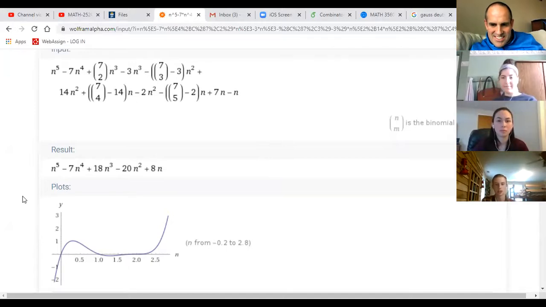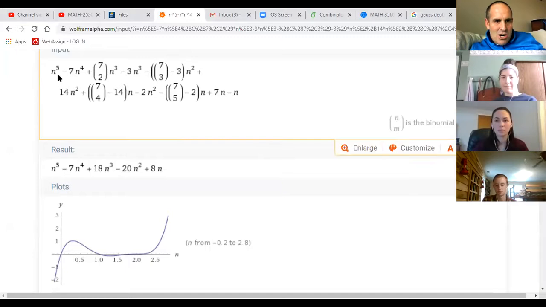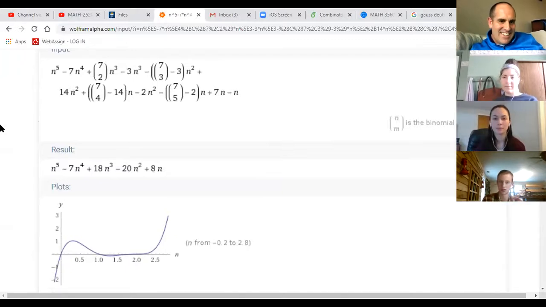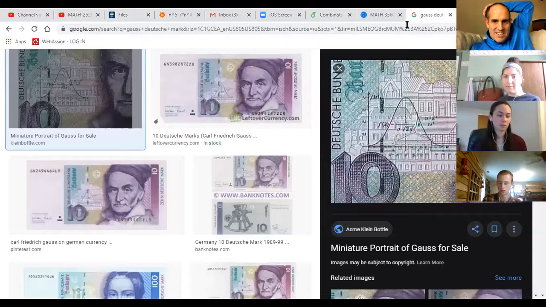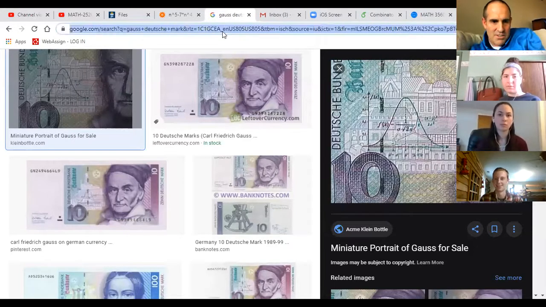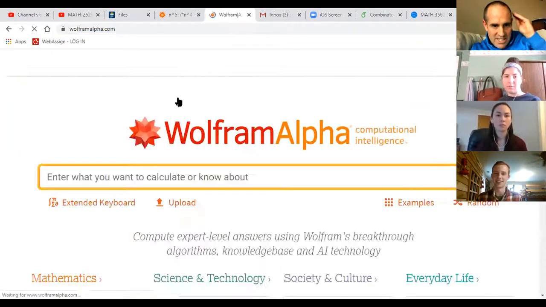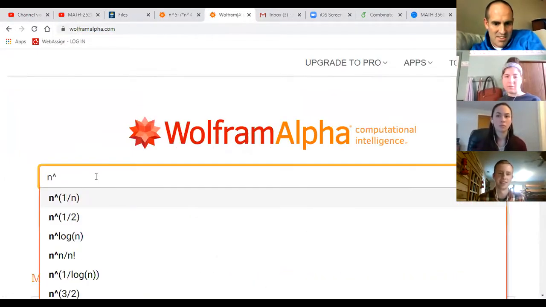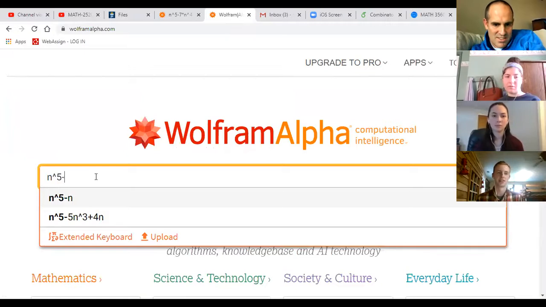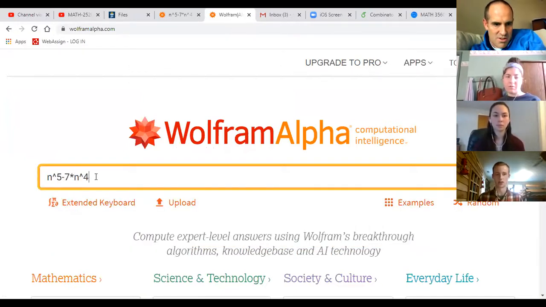Look, in the back of the book, they actually gave it in the unsimplified form. Oh, okay. But was this the unsimplified form they gave it in? I'm looking at the back of the book right now, and it says in part C, n to the 5th minus 7 choose 1 n to the 4th plus 7 choose 2 n cubed. All right, so Wolfram Alpha. Say again. n to the 5th minus 7 choose 1 n to the 4th, plus 7 choose 2 n cubed.